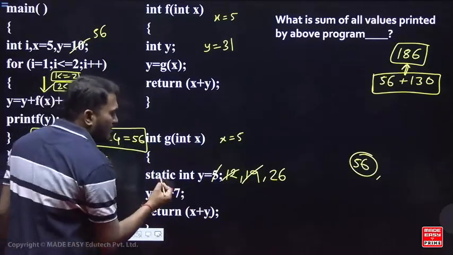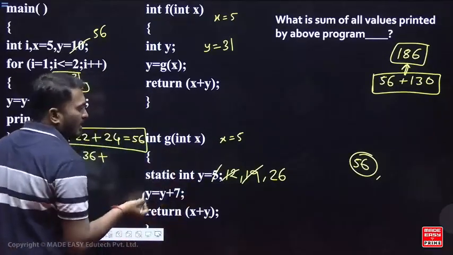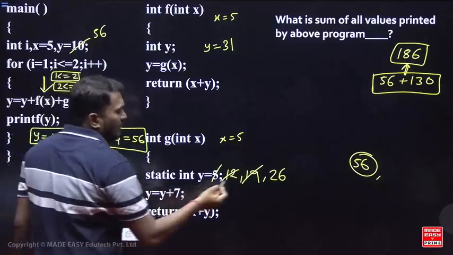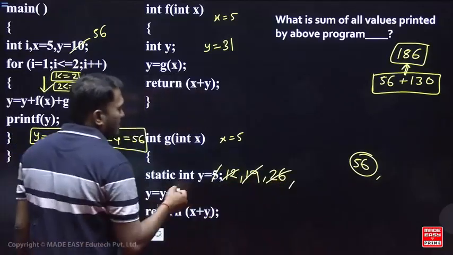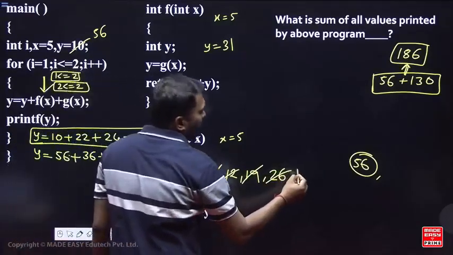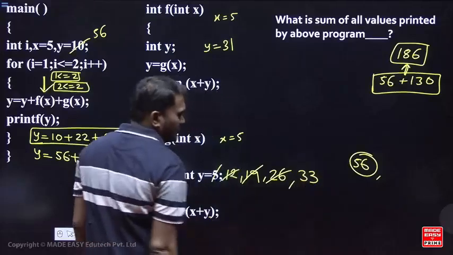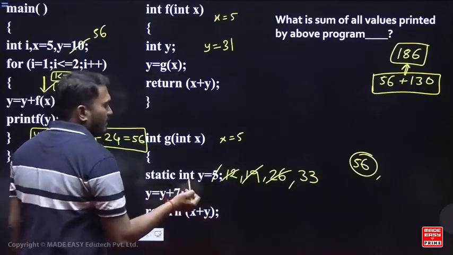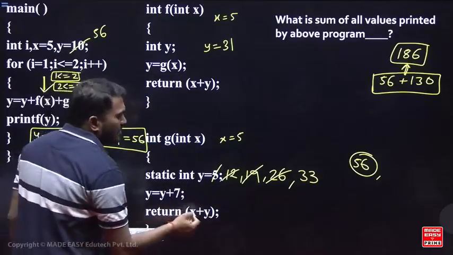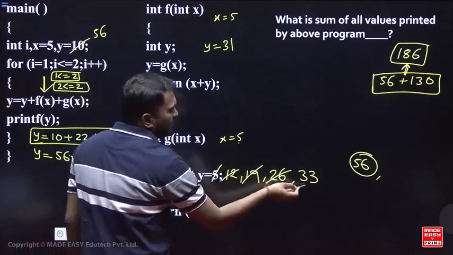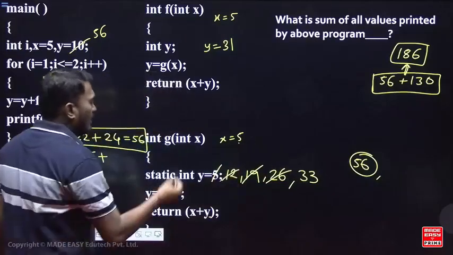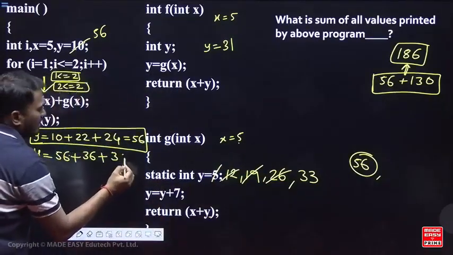And same thing. Okay, let's see what static does. It will skip. Y equal to y plus 7. Now tell me, y plus 7 means 26 plus 7. How much is that? 33. 26 plus 7, that is 33. Return x plus y. What is x value? 5. Y value 33. 33 plus 5, 38. So this is returning 38.